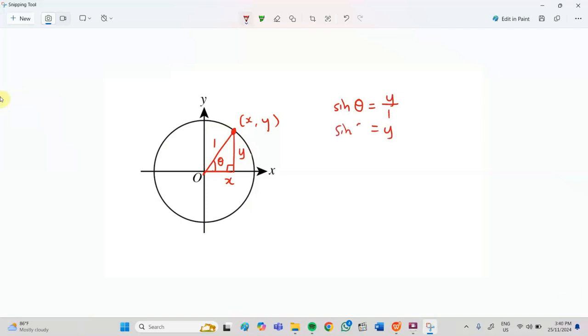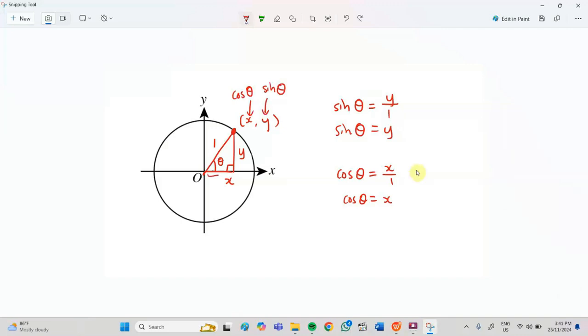So sine theta equals the y value. Likewise, if you want to find cosine theta, it equals the adjacent side over the hypotenuse. So adjacent over hypotenuse, cosine theta equals x. And hence we can find the x value by finding cosine theta, and we can find the y value by finding sine theta.